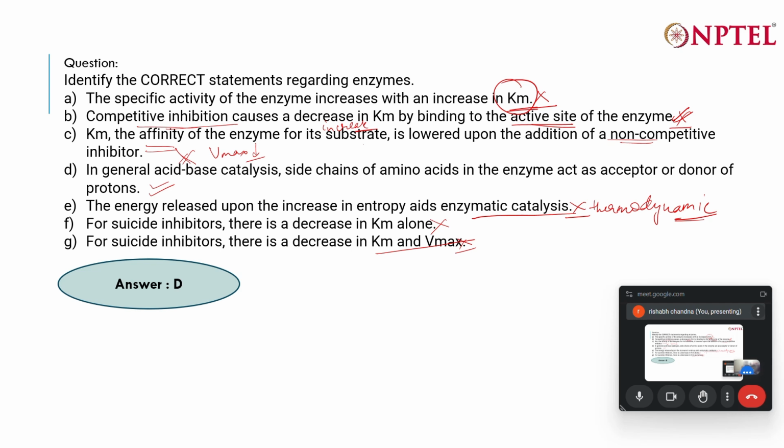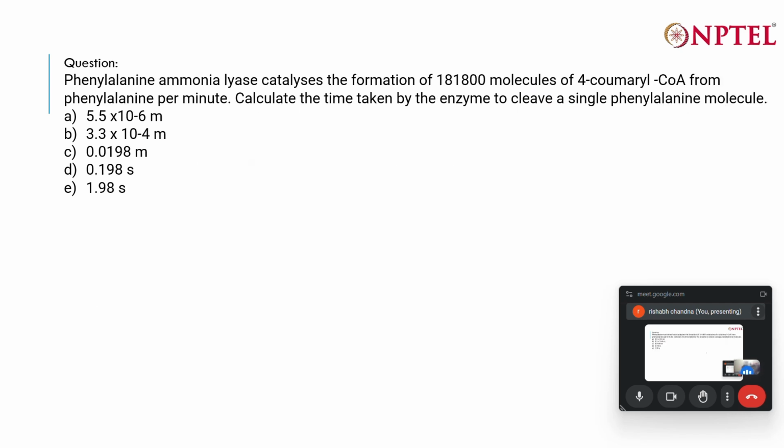Okay. So let's move on to the next question. Phenylalanine ammonia lyase catalyzes the formation of 181800 molecules of 4-coumaroyl coenzyme A from phenylalanine per minute. So this is given as the kcat.